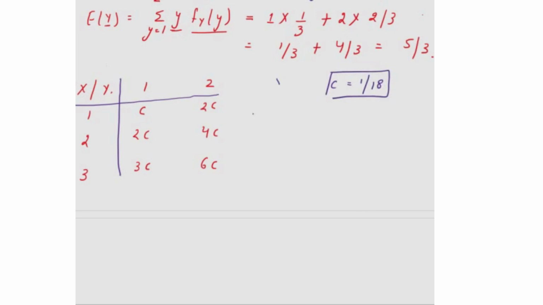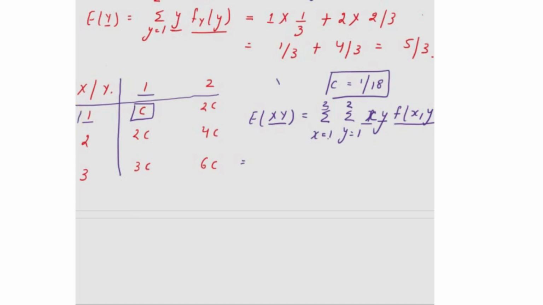So now what is the expected value of xy? The expected value of xy is the summation over x values, x taking values 1 to 3, and y taking values 1, 2, of the function xy, which we write as xy, times their joint probability mass function, because here we have two random variables. So simply one by one, first take x equals 1 and y equals 1. At x equals 1, y equals 1, their joint probability mass function is c. So first multiply x with y and the corresponding joint probability mass function.